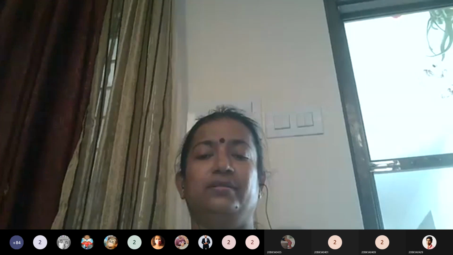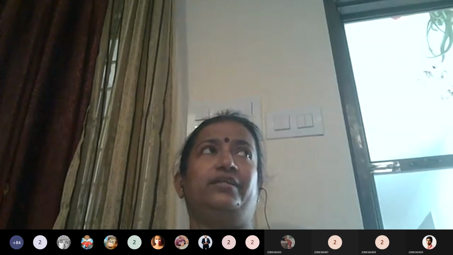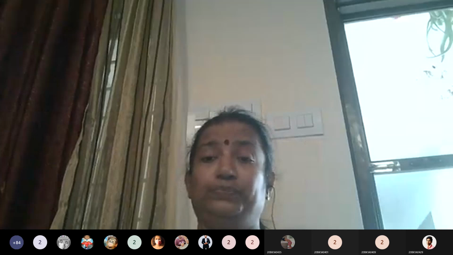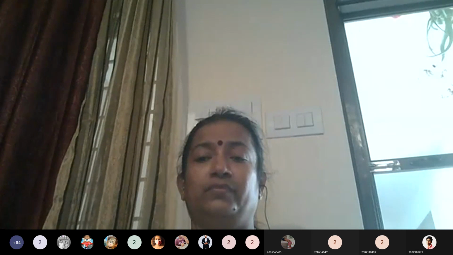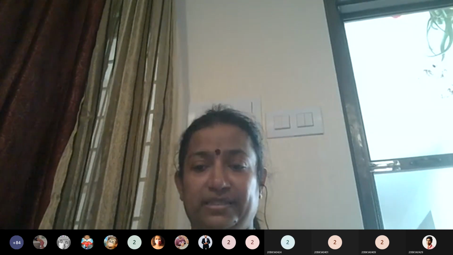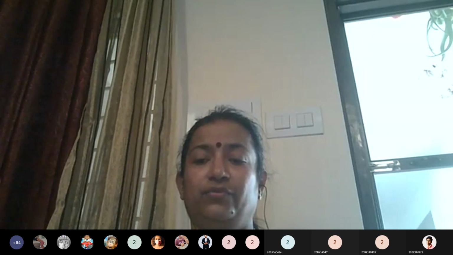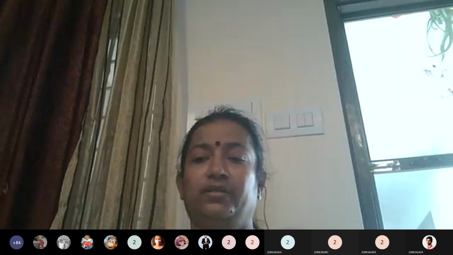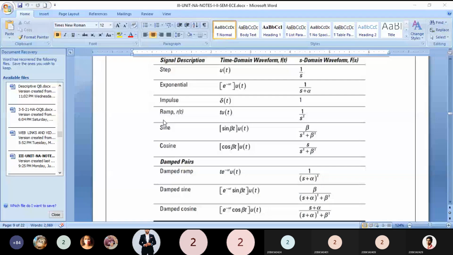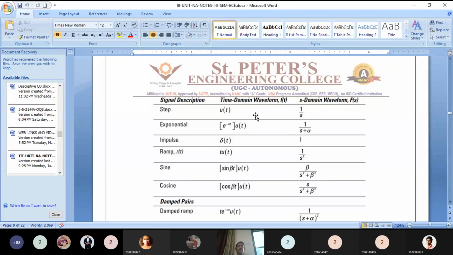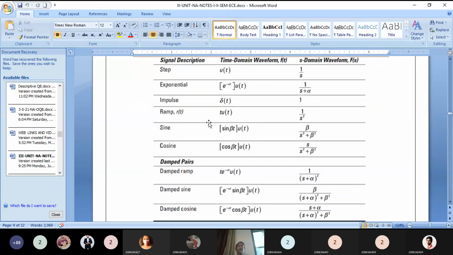Anyone, what is the Laplace transform equivalent to t u of t? 1 by S square. Yes, 1 by S square, because I have shown you that in the third unit. If you want, I'll show you once again. In the third unit notes, just see, is it visible? The tabular column which I have given in the third unit: the ramp t u of t in the S domain is 1 by S square. So the same thing you can show here.